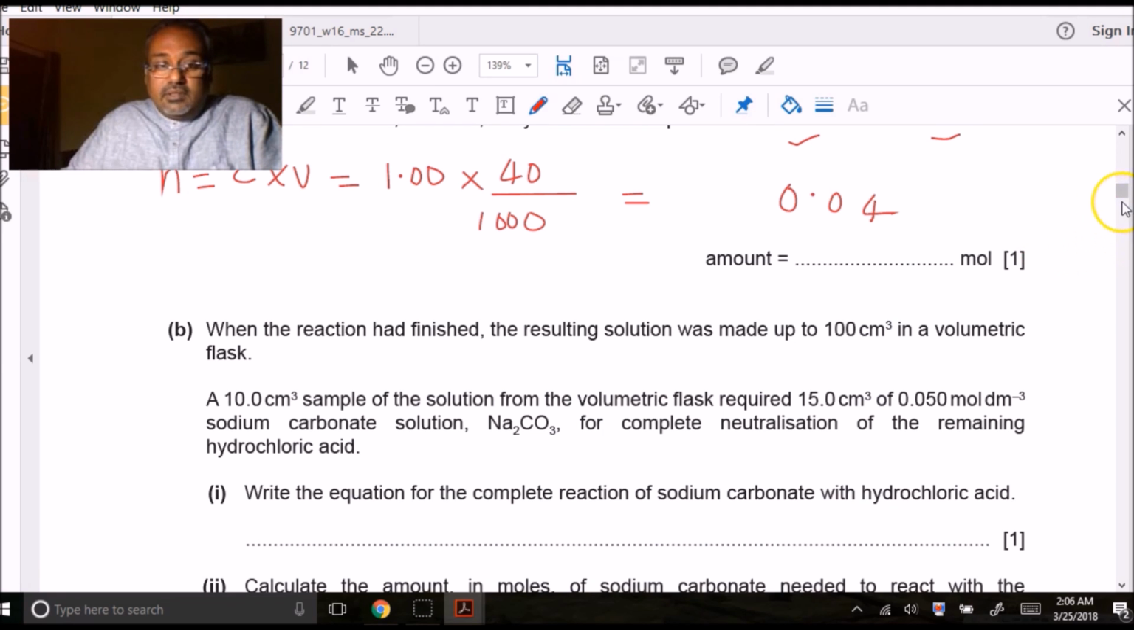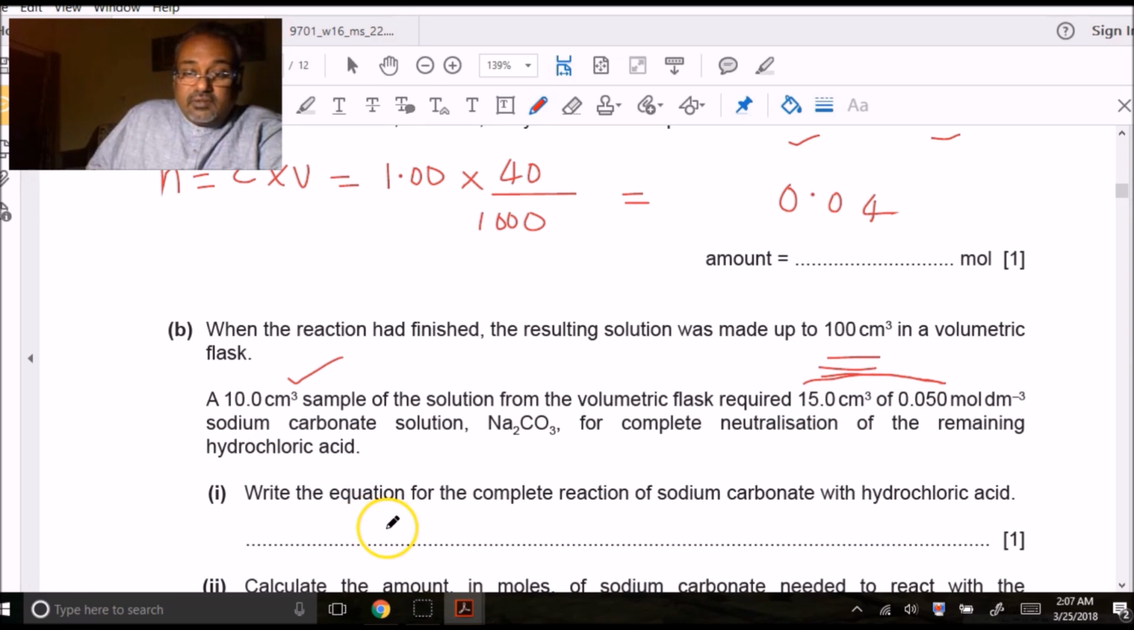Then the question says that 10 cm cube of this acid was taken into a volumetric flask, and more water was added to make a total volume of 100 cm cube. Remember, this is the diluted acid, prepared by adding more water into the concentrated acid. Then from this 100 cm cube, 10 cm cube was taken and reacted with sodium carbonate, and the information for sodium carbonate is given here: the volume and the concentration used.